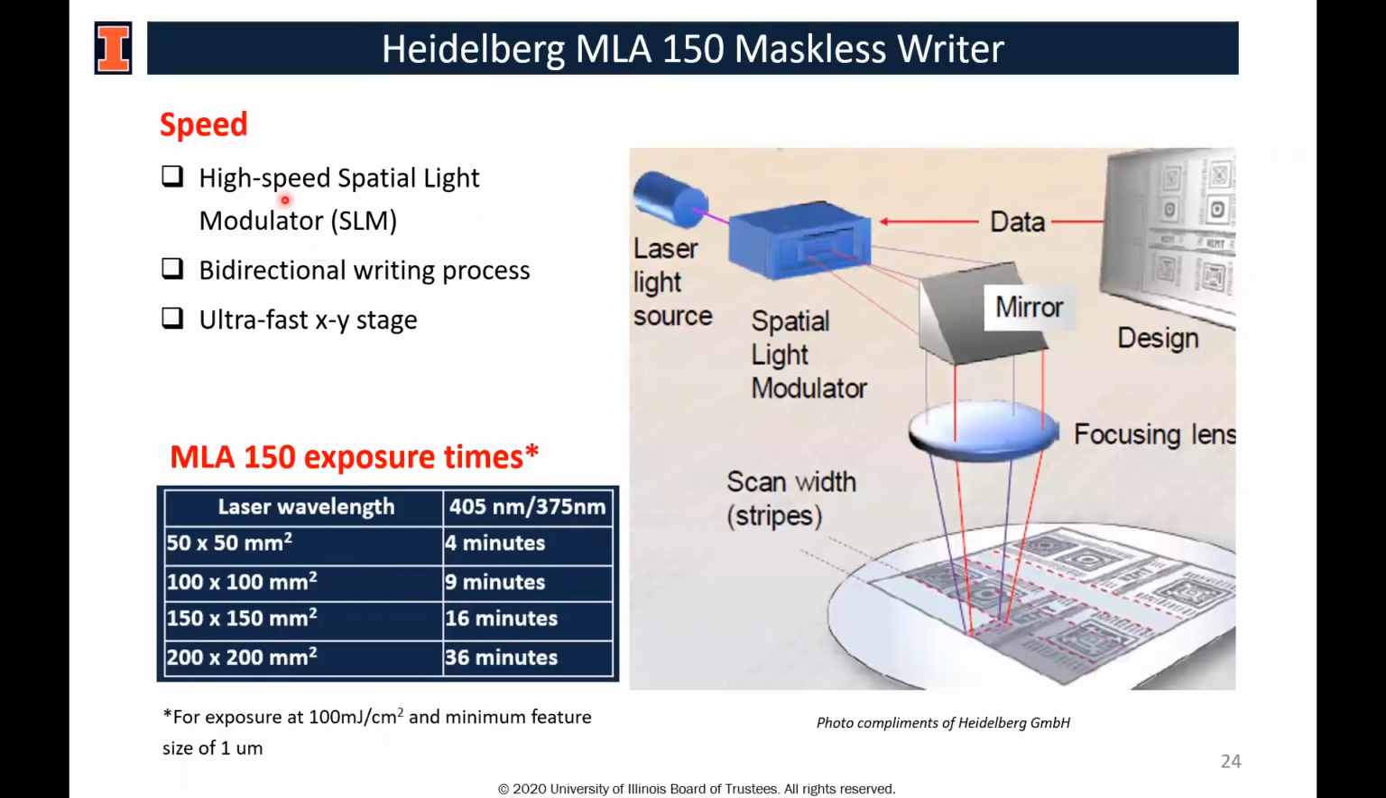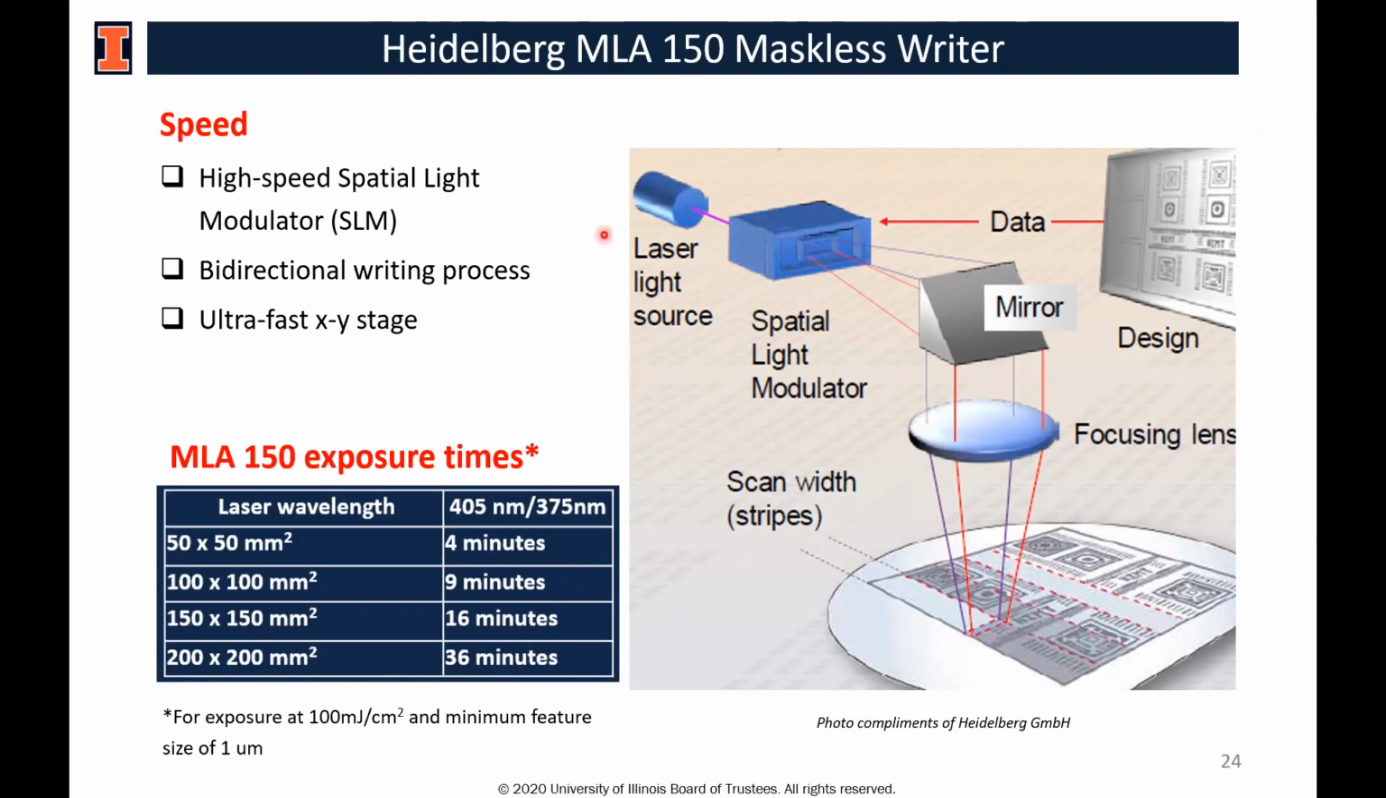The speed of the Heidelberg is phenomenal. Right here we have a 3-inch wafer that is written with a 405 nanometer or a 375 nanometer laser in approximately 4 minutes. A 4-inch wafer takes approximately 9 minutes. A 5-inch wafer takes approximately 16 minutes, and a 6-inch wafer will take approximately 36 minutes.